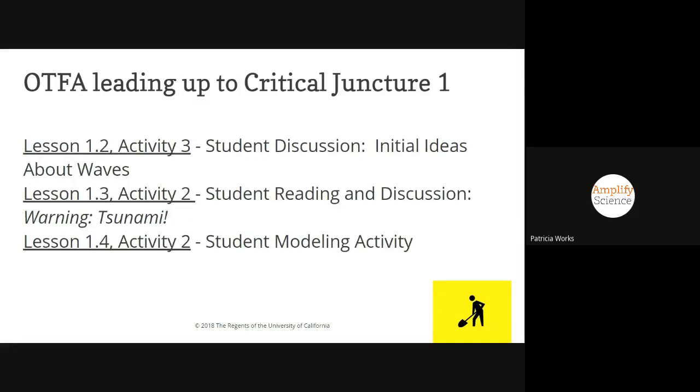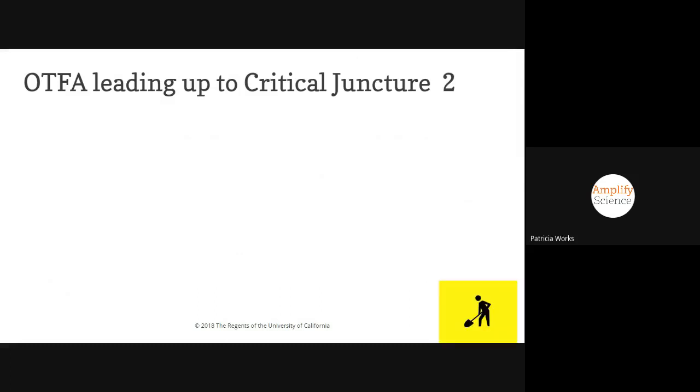There are 3 on-the-fly assessments that lead up to the first critical juncture. Remember, they will help you see if students are understanding the concepts that will build towards understanding of PB level 1. A wave is a pattern of motion. Now, find and list the on-the-fly assessments that lead up to critical juncture 2 on page 4 of your participant pages.